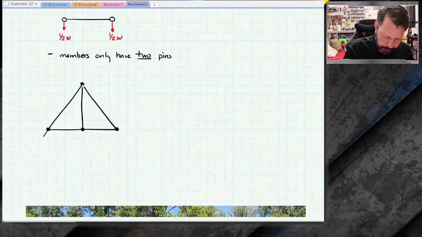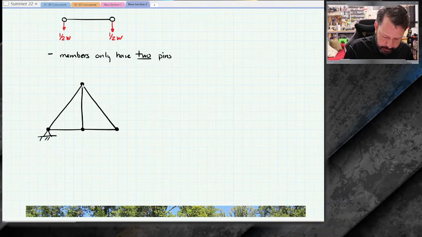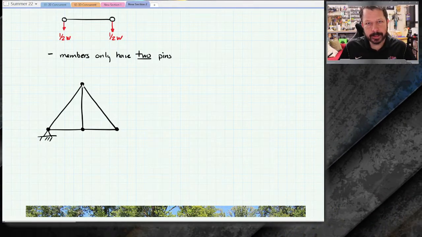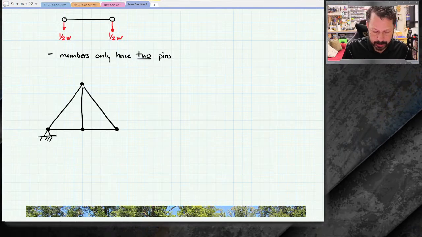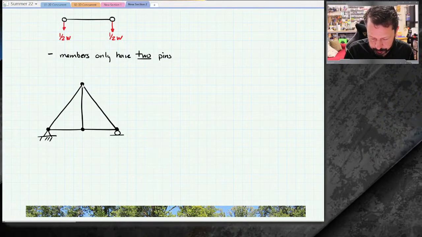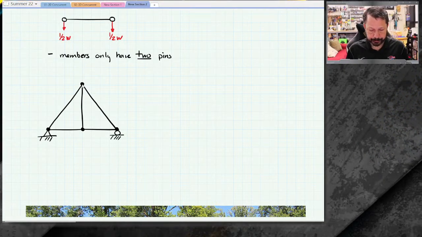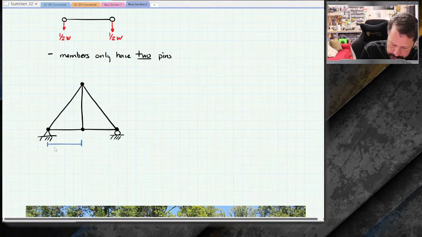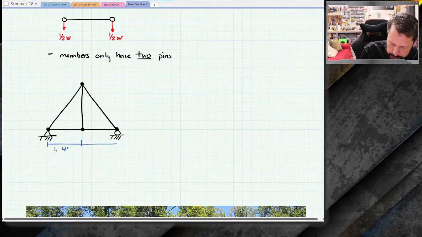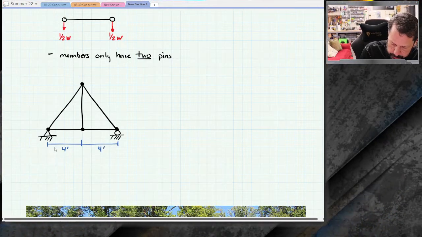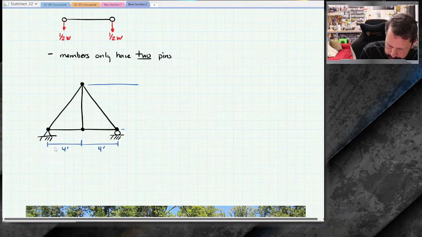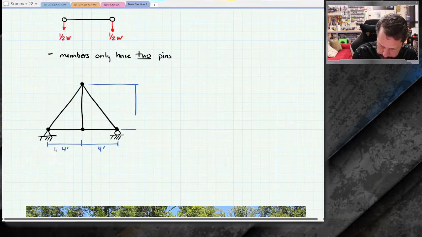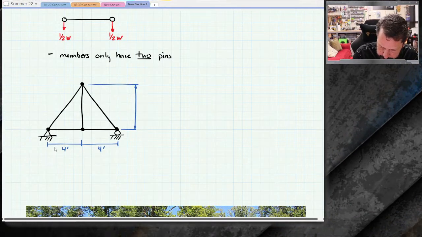And I'm going to put a pin over on one end. The pin and roller don't have to be at the ends. I just need somewhere I need a pin, somewhere I need a roller to support our trusses. We're going to say that this is 4 feet. This is 4 feet. This height looks like 5 feet. That'll work out nice.